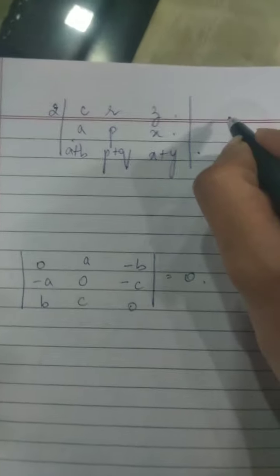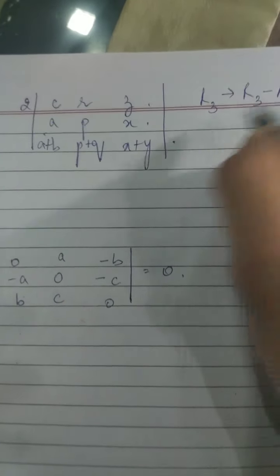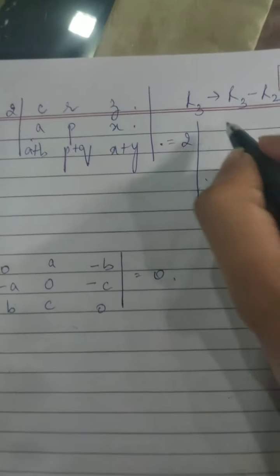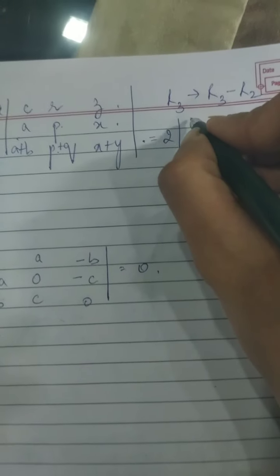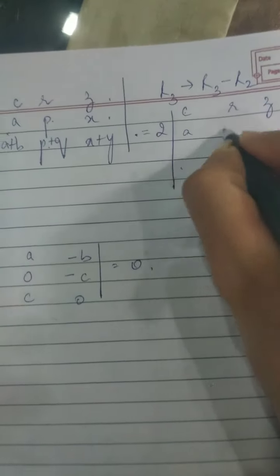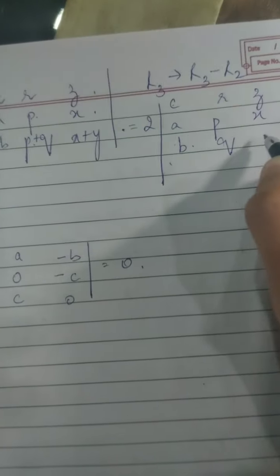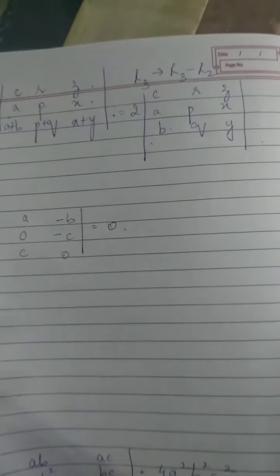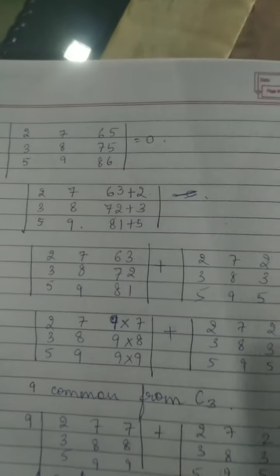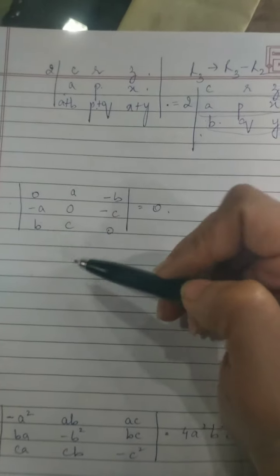right? Another operation to be applied is R3 is R3 minus R2. So what do we have? 2 times R3 minus R2. These elements remain as it is. Remember, what was the sequence we wanted? We wanted APX at the top, this particular row at the top, this in the middle, and this at the end.